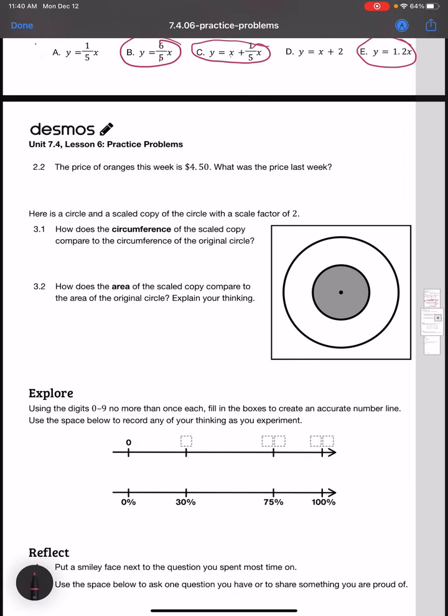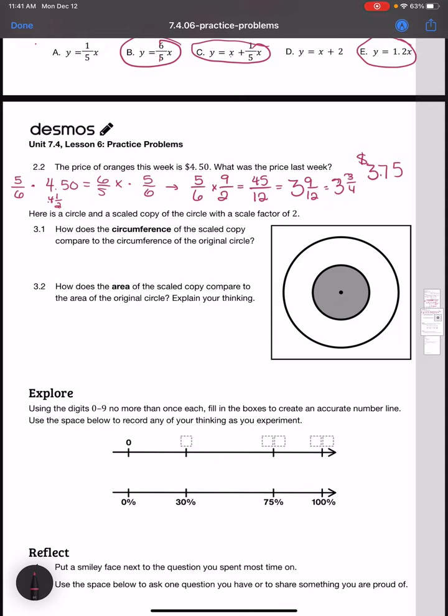All right, the price of oranges this week is $4.50. What was the price last week? Well, let's pop it into this equation. We said $4.50 equals 6/5 times X. So I can multiply by 5/6, and it cancels out. I don't really like when things aren't in fractional form, so I'm going to do 5/6 times 9/2, which would give me 45 over 12. That would go in 3 times, 36, 9/12, 3 3/4, so it should have been $3.75.